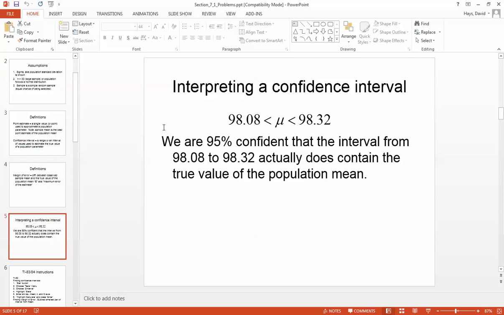Now how you interpret a confidence interval: let's say we got this interval here, from 98.08 to 98.32, and we did this with 95% confidence. How we interpret that is we are 95% confident the true value of the population mean falls somewhere in that range. We don't know where it falls, but we're 95% confident the true value of the population mean falls between 98.08 and 98.32.